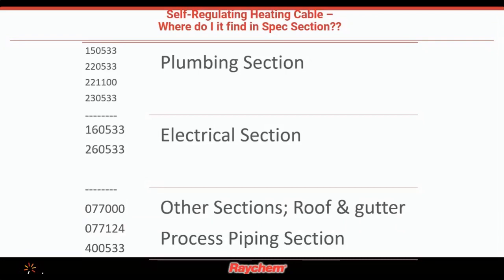However, we didn't talk about a lot of these things, but roof and gutter applications, as an example, may be in a different section. So you need to be aware of it because it may be called out on the mechanical print or on the electrical print. But the specifications may be found in the 07 sections. And then finally, if you're in an industrial application, process piping may also be under the 400-533 section.